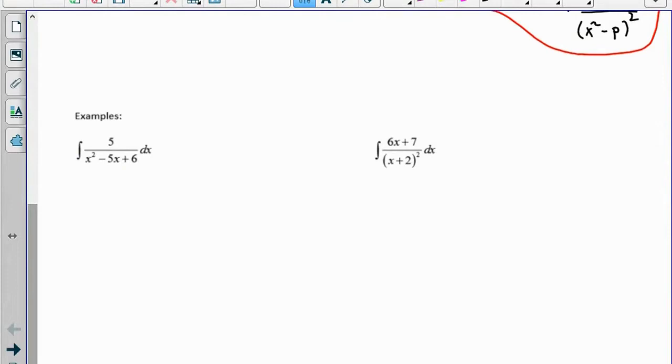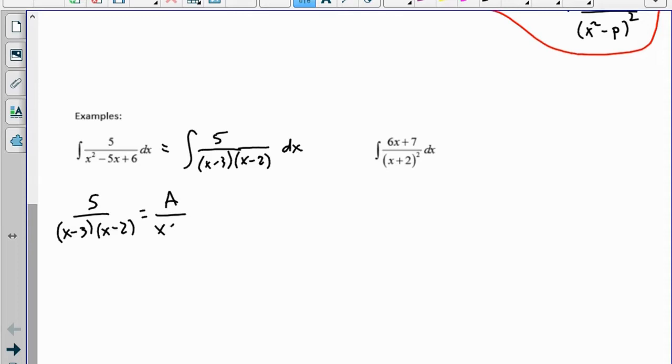So here's a first example. The integral of 5 over x squared minus 5x plus 6. So the first thing I'm going to do is notice that this is something that is factorable in the denominator. So I'm going to do the integral of 5 over x minus 3, x minus 2 dx. Since that's factorable, what I'm going to want to do is rewrite this with partial fractions. So notice that 5 over x minus 3 times x minus 2 can be rewritten as a over x minus 3 plus b over x minus 2.